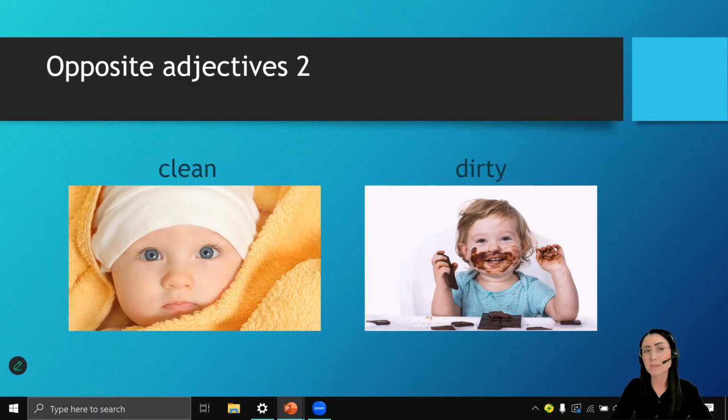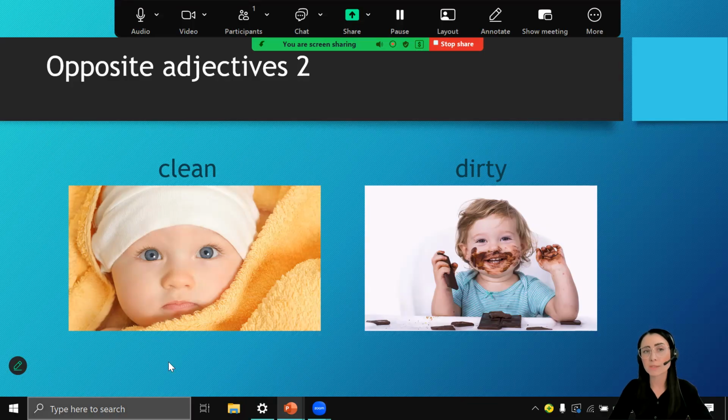Let's speak about some other opposite adjectives. They are very common as well. So let's learn these words. I read each word twice. You repeat after me, write down the words, and try to remember them. Are you ready?